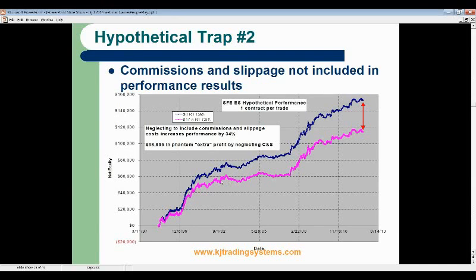Here's an example. This is a trading system with the blue line with no slippage and commission, and the pink-purplish line with them. And so that's a 34% reduction in performance. That is significant. And it might, depending on the system, actually turn a profitable system unprofitable, especially with scalping systems. That is very likely.